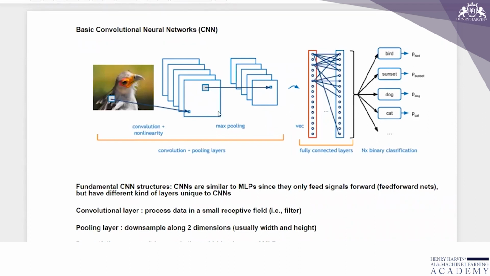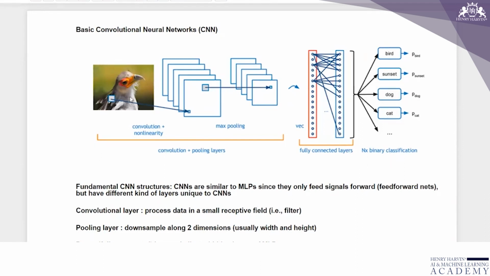We will discuss the Python implementation of a basic convolutional neural network in detail. Just look at the image now. You can see the convolution. There is a bird image, and this is the input over here and you can see the output over here. There are multiple classes like bird, sunset, dog, cat, right?